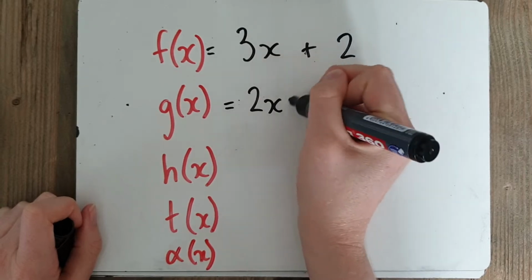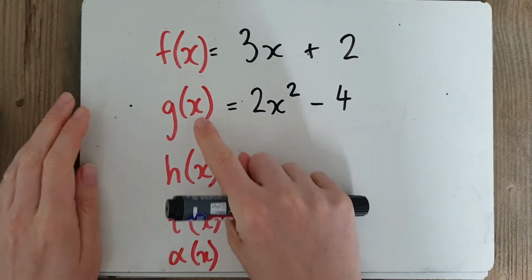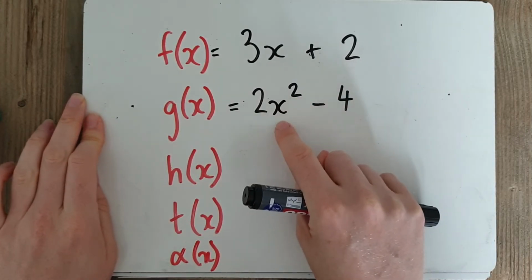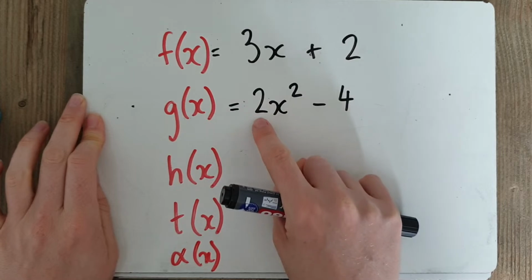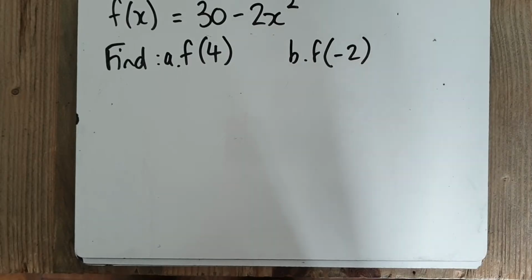Let's say this one was 2x squared minus 4. That would mean that whatever goes in here, we square it. The squared is only attached to the x there. Then we multiply by 2 and then we subtract 4.